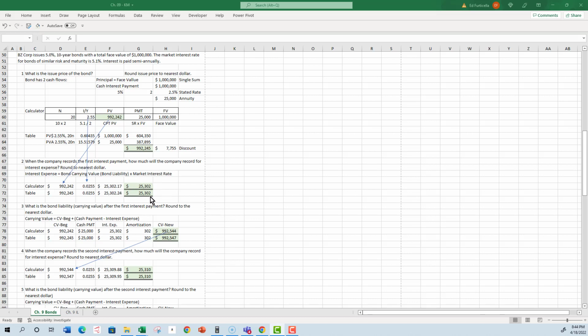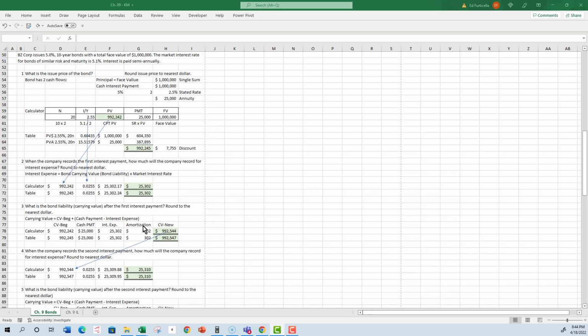The next part of the problem asks for what is the bond liability or carrying value after the first interest payment. Round to the nearest dollar. Well, the carrying value is always the carrying value from the prior period plus the amount of the discount amortized during the current period.